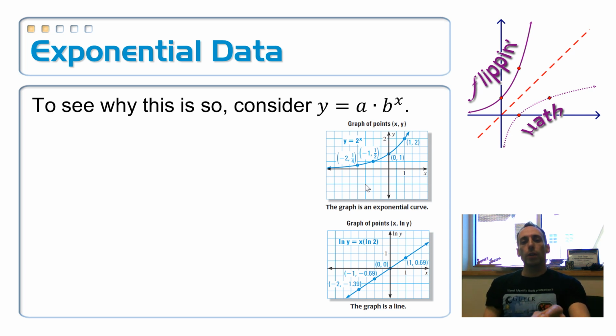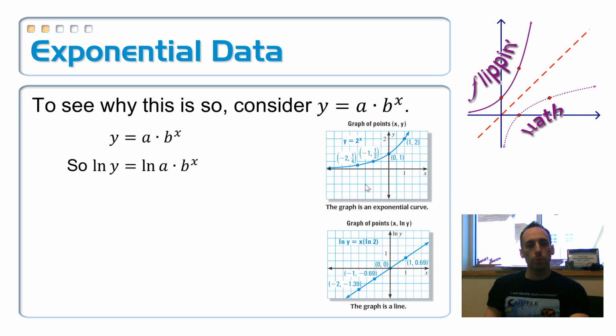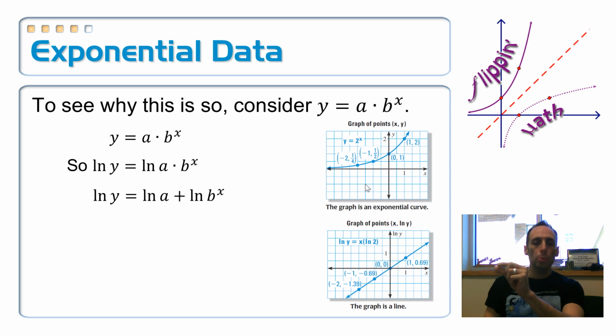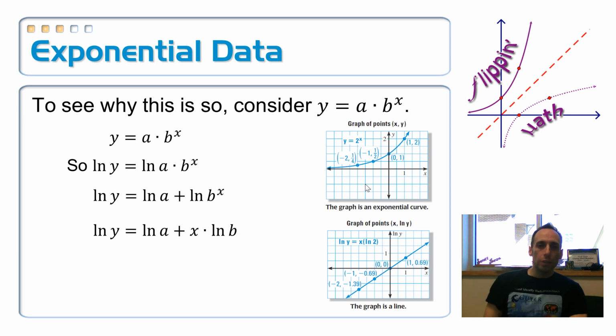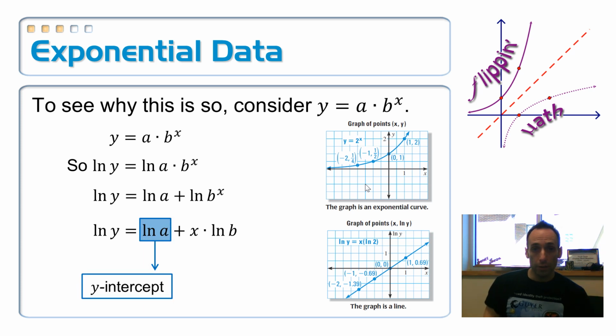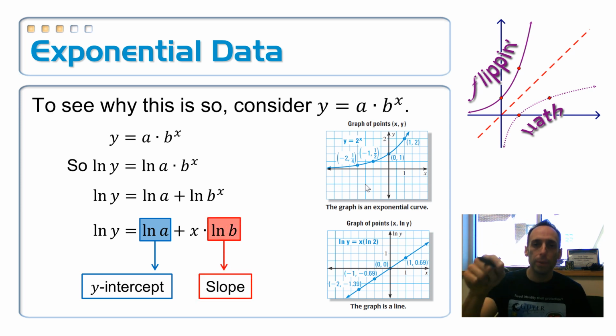Okay, so let me look at this in general now. Let's consider y equals a times b to the x. Just like we did before, take the natural log of both sides. On the right-hand side I have a log of a product, so I can use the product property and expand that as the natural log of a plus the natural log of b to the x. Then the exponent on b to the x gets to come out front, and here is my new linear equation, where the natural log of a is the y-intercept and the natural log of b is the slope. So b is the base, and a is what we're scaling by.